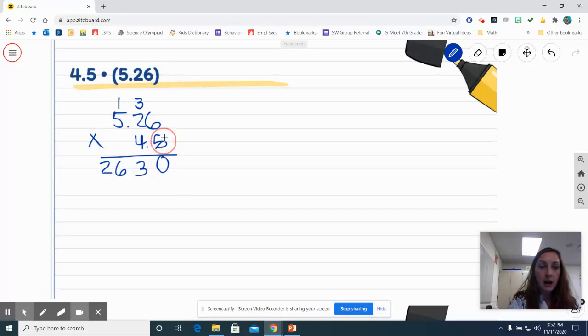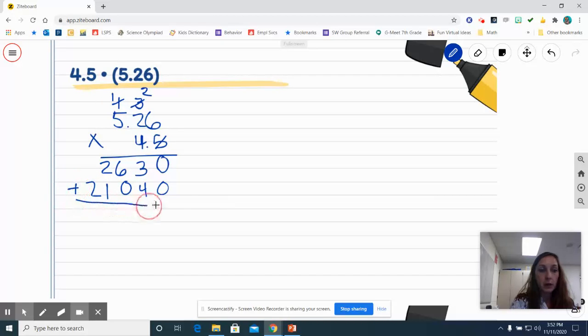And I am now done with the 5, and I'm done with the 3 and the 1 that I've already regrouped. I'm moving over to the next place. So to show that I'm moving to the next place, I'll put a 0 placeholder and continue on by multiplying 4 by each number above. 4 times 6 is 24. 4 times 2 plus 2 is 10. And 4 times 5 is 20, plus 1 is 21.